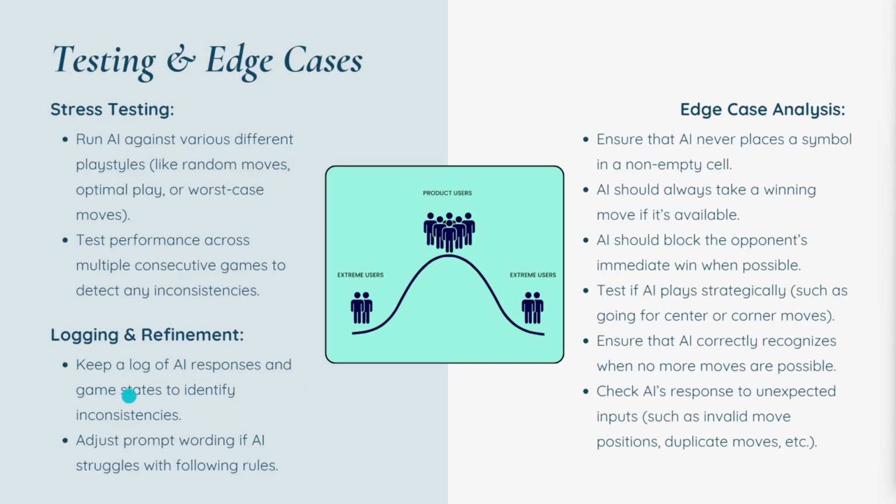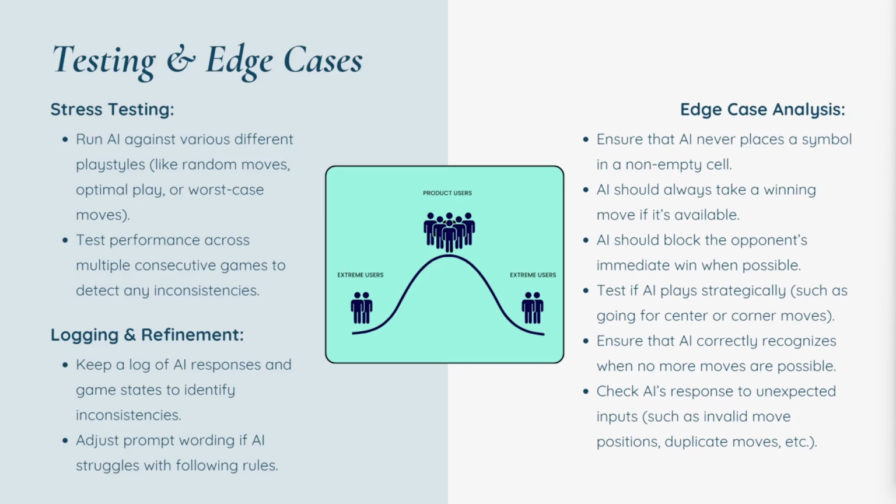Finally, we can talk about logging and refinement. Logging and refinement is a key aspect in improving the AI's performance over time. By keeping a log of the AI's responses and game states, we can analyze patterns and identify inconsistencies. For example, if we notice that the AI occasionally makes an illegal move or fails to block a win, we can pinpoint the cause by reviewing the log data.